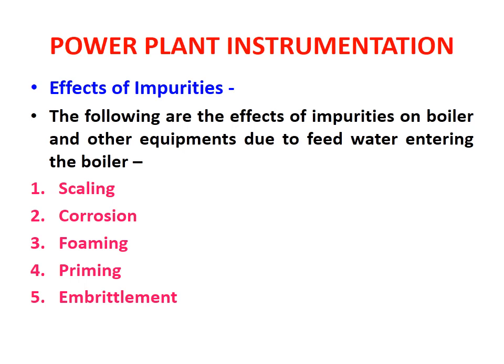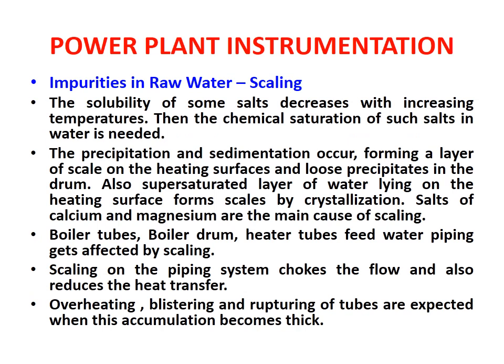Remember that impurities can cause boiler scale formation on the inside, and due to the scale formation the life of the boiler may reduce. At the same time, the working efficiency of the boiler, that is the thermal efficiency of the boiler, may also reduce. So we will one by one see the effects of the impurities. First is the impurities in raw water, known as scaling.